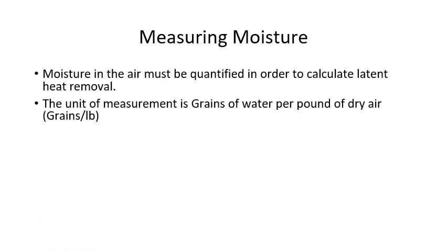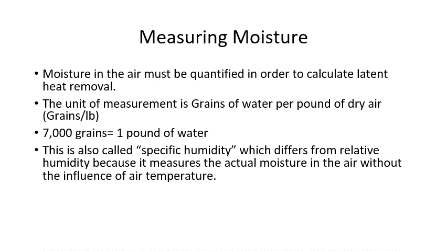But even if you can't see the moisture in the air, it's still there, especially in humid climates like the southeast United States. The unit for measurement of the actual moisture in the air is grains of water per pound of dry air, or grains per pound. So what is a grain? Well, a grain is a very small unit of measurement for moisture. In fact, there are 7,000 grains in 1 pound of water. That gives you a reference point. So we're talking about very small amounts of water, but they have a huge effect on the heat content of air. This is also called, in psychrometrics, specific humidity. Now that differs from relative humidity.